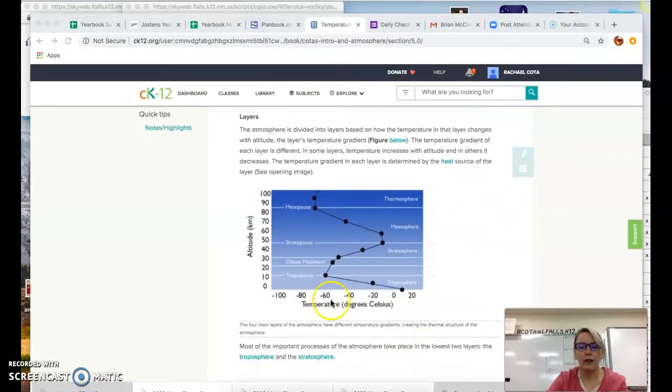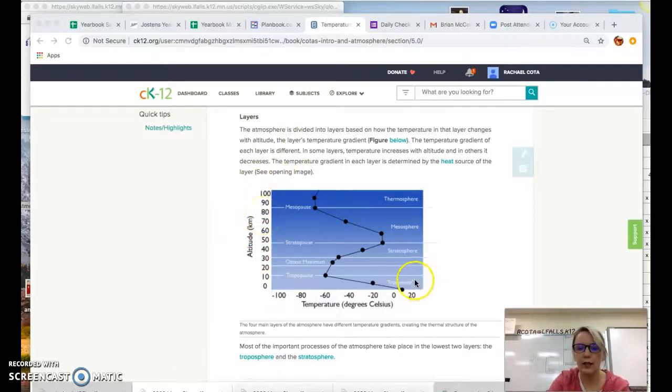This graph right here is showing temperature along the bottom here from negative 100 degrees Celsius all the way up to 30 degrees Celsius. So warm here, cold here. And then this is altitude in kilometers from ground level all the way up to 100 kilometers above the surface.